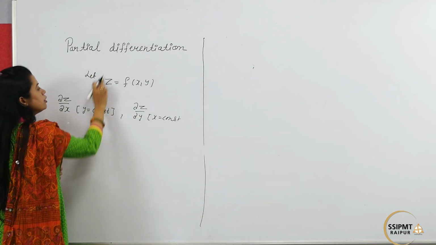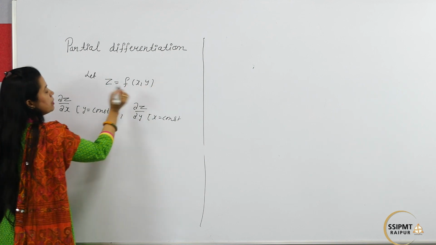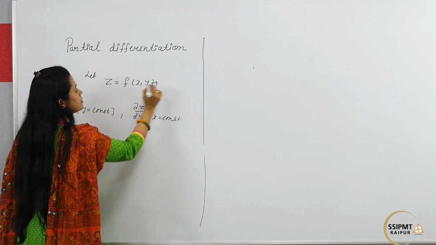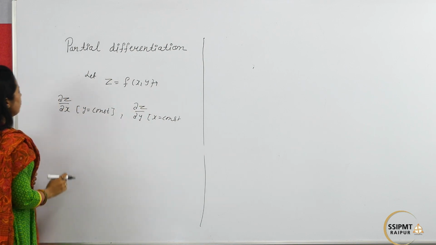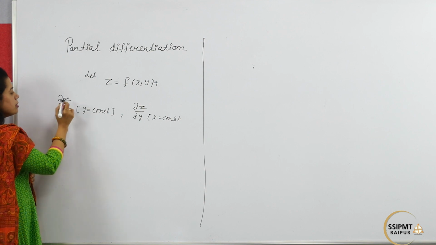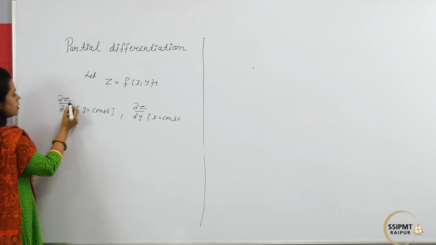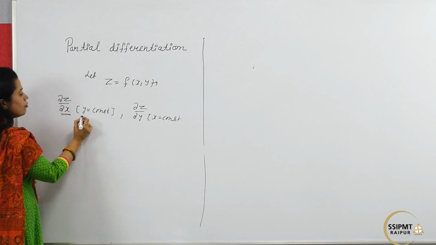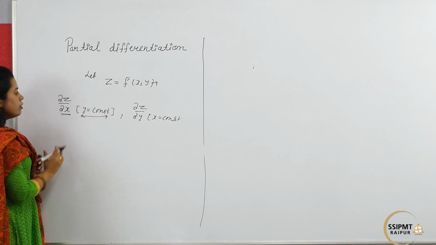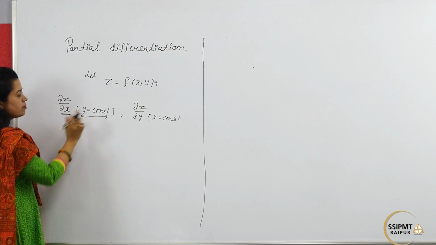So what is partial differentiation? Let z be a function of x and y both, meaning z depends upon more than one independent variable, x and y. Then if we have to differentiate del z by del x, meaning differentiate z with respect to x, we have to treat y as a pure constant. Actually we are ignoring the y part.